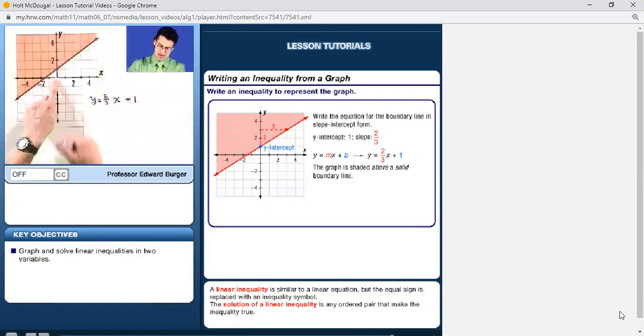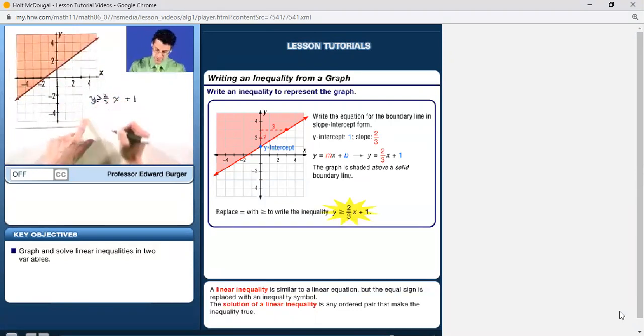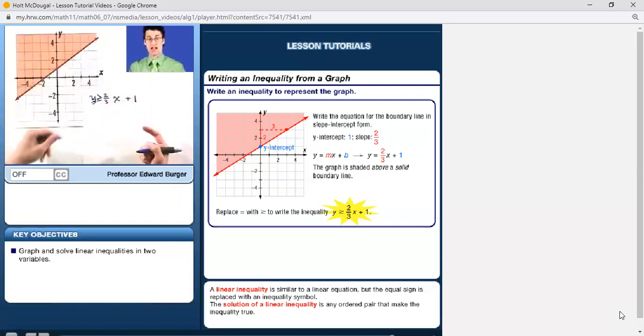You see, I'm looking for this. So 0, 0 has to not satisfy the inequality. So I put 0 here for y and 0 here for x, and I see 0 on this side and 1 on this side. I don't want that to hold, which means what? This is smaller than this, so therefore I must want this to be larger. So I must have y is greater than or equal to 2/3 x plus 1. So that is the linear inequality that actually has this image as a solution.